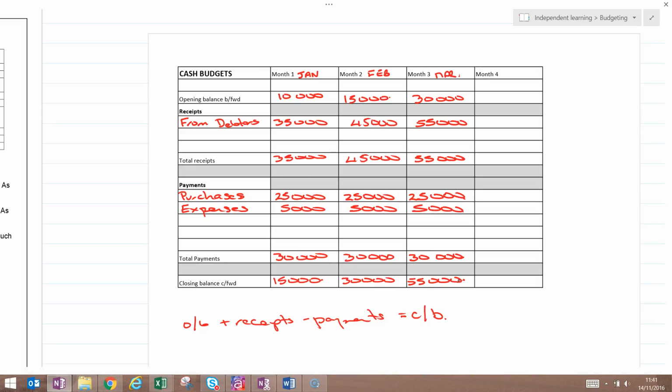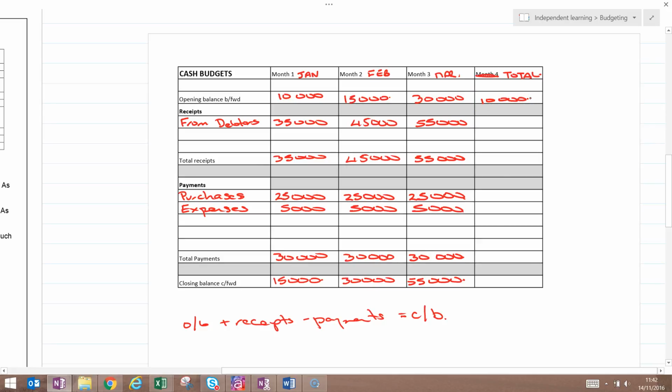Now sometimes you will also be asked to complete a total column. So if I put a total column in, now be careful with your total column, because we're totaling the 3 months. The opening balance should be the balance at the start of the 3-month period. So £10,000.